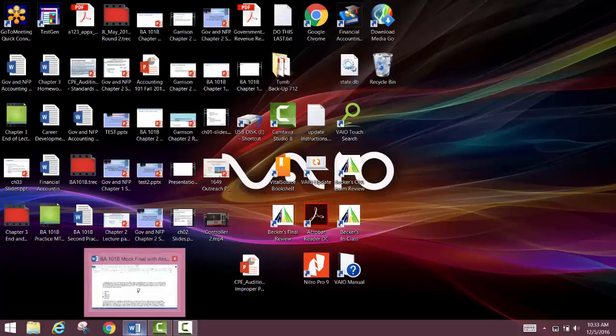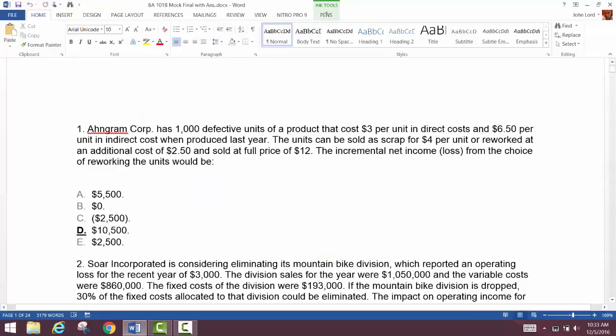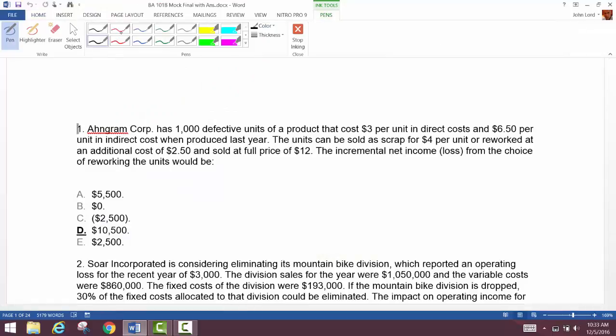Okay, and let's get this on pen. Okay, there's a couple questions in there. I noticed I didn't have any numbers. One where I didn't have any numbers, so for some of those we may have to skip those. But for other ones, for the most part, we should be able to work these.